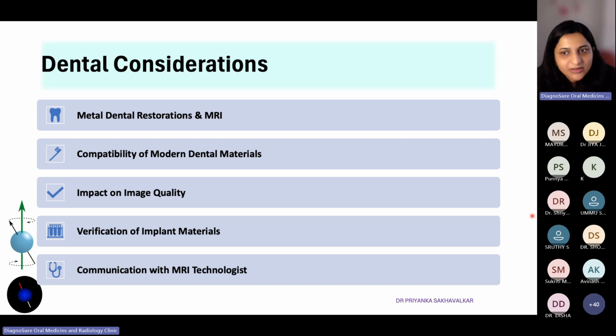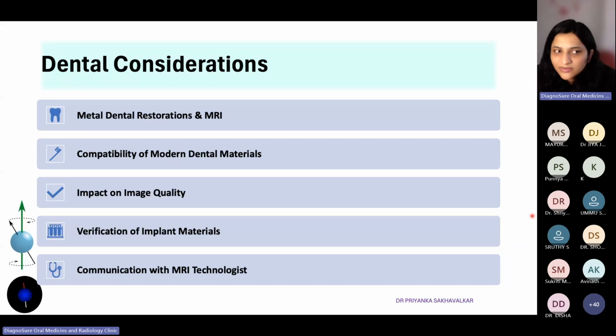First, the type of metal. Non-ferromagnetic materials used in dental restoration, like titanium, are typically MRI compatible. However, some older or certain types of material might affect the image quality, or cause artifacts. Like we have metal artifacts in CT, we have metal artifacts in MRI as well. Large metal objects or certain dental implants may interfere with the image quality.